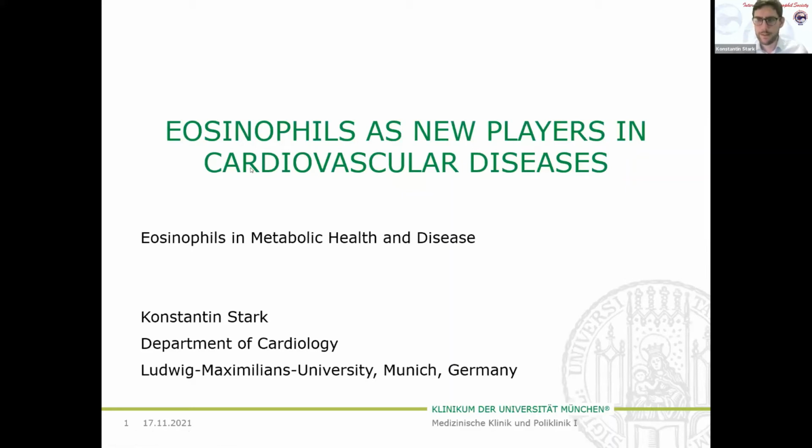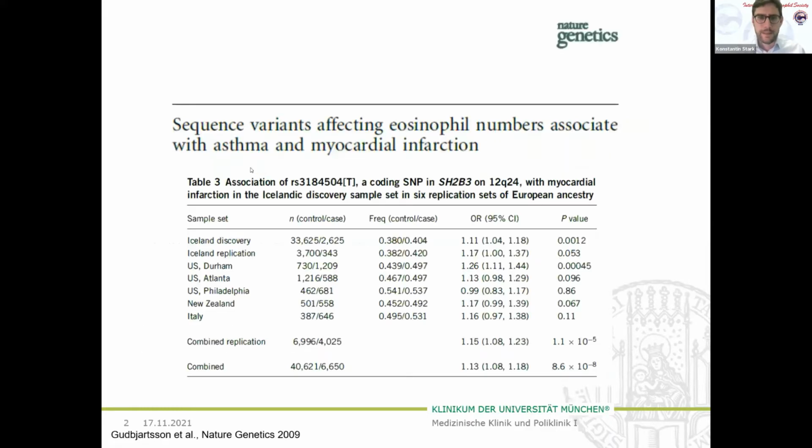We will stay in the field of inflammation and obesity and aging, but not the cause of aging and obesity, but rather the consequence, which are often cardiovascular diseases. So are there any genetic indications that myocardial infarction, as one of the most common cardiovascular diseases, and eosinophils are connected? There is a study which showed that sequence variants affecting eosinophil numbers associate not only with asthma, but also with myocardial infarction. So this is the first indication that eosinophils might be important in cardiovascular diseases.